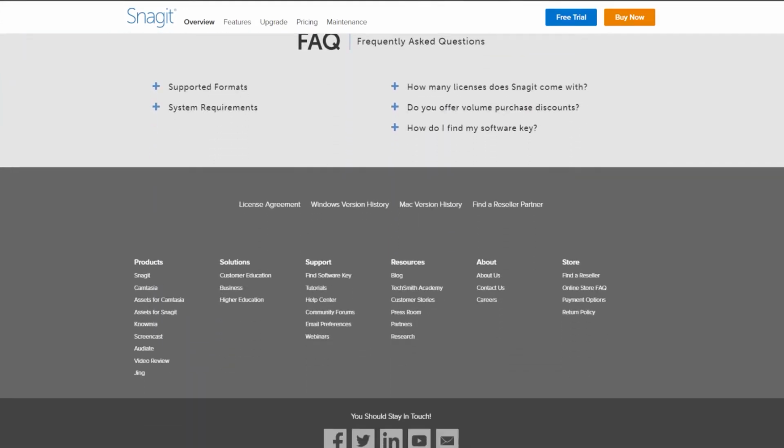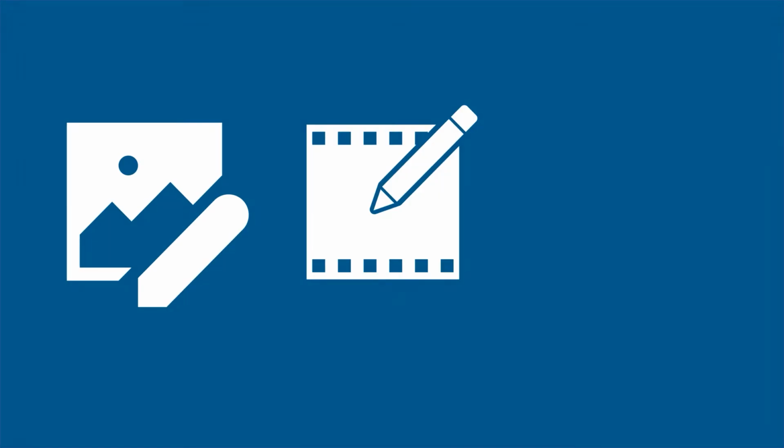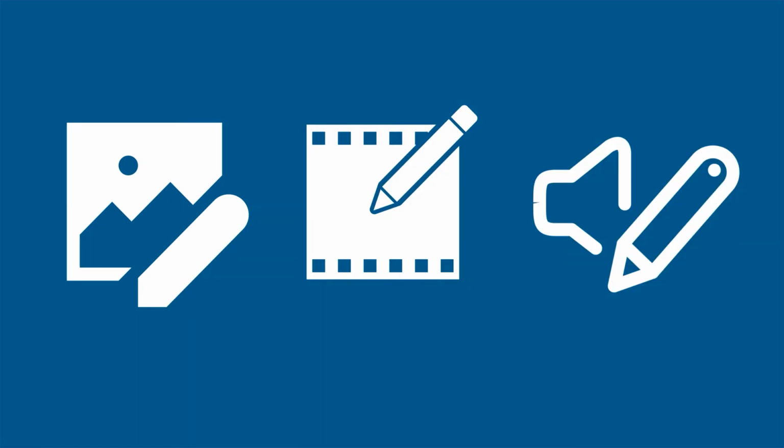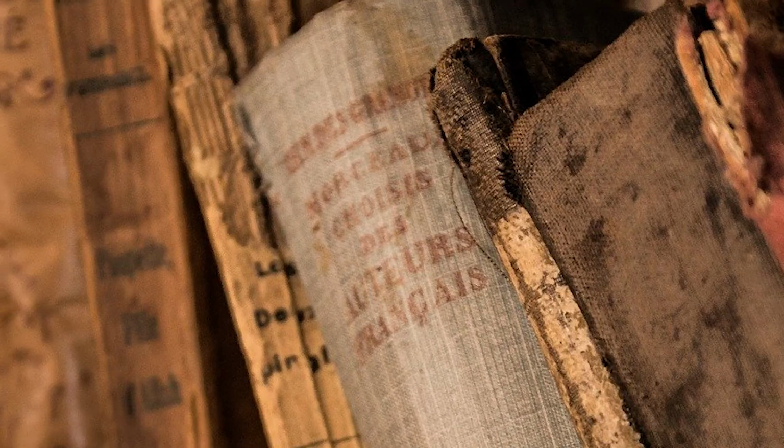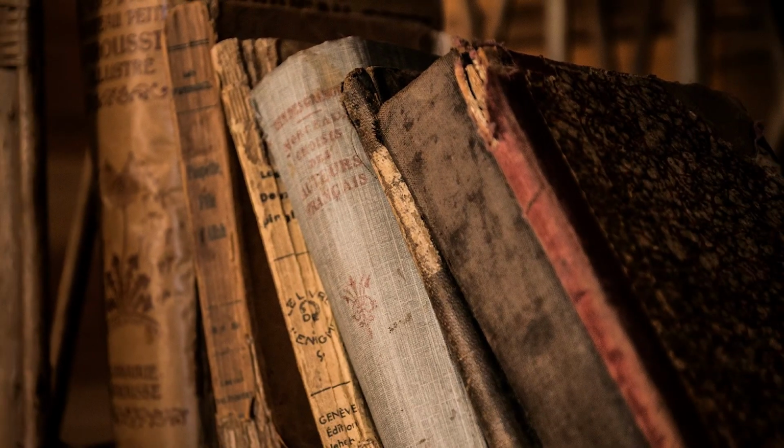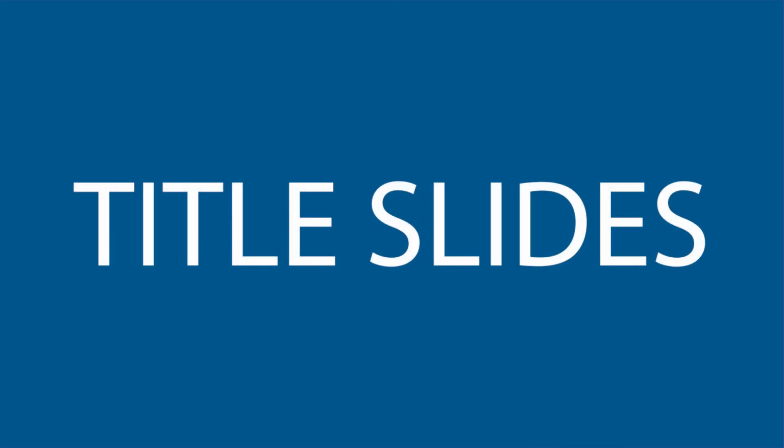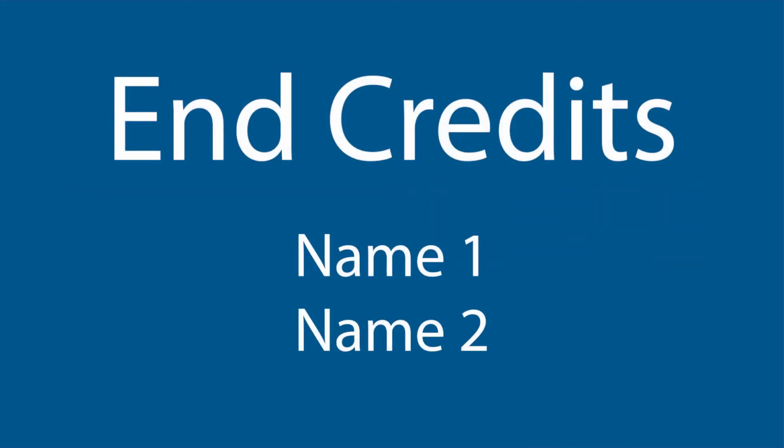In addition to these production phase tools for capturing video, audio, and images, there are also some important post-production phase tools for editing images, video, and audio. From time to time, you will need to edit images for use in instructional videos. This can be used for stills, title slides, and end credits, for example.